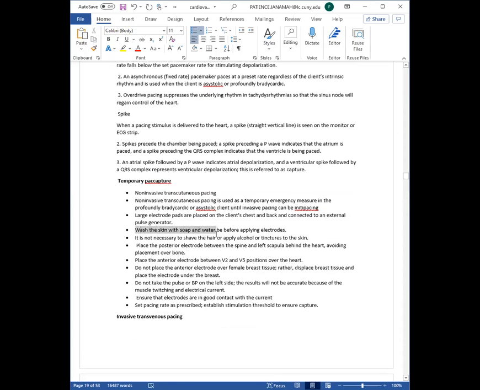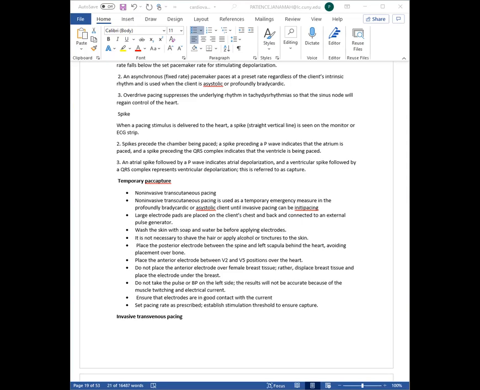So for what you should do as the nurse, you have to wash the skin with soap and water before you apply the electrodes. It is not necessary to shave the hair or apply alcohol or tinctures to the skin. You don't need shaving with this one. It is going to read straight from the heart, and that's what it's set to do. It's not set to pick up any other thing that is outside from your heart. It will not pick up your hair. So if the patient is so hairy around the chest, you don't need to bother about shaving the hair.